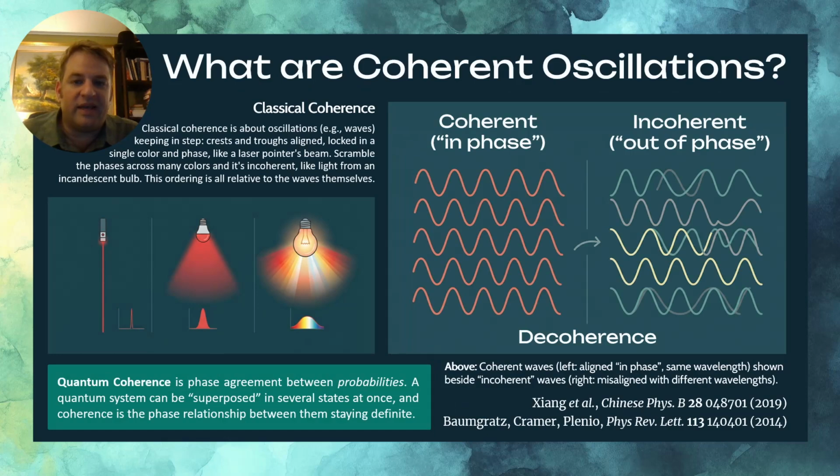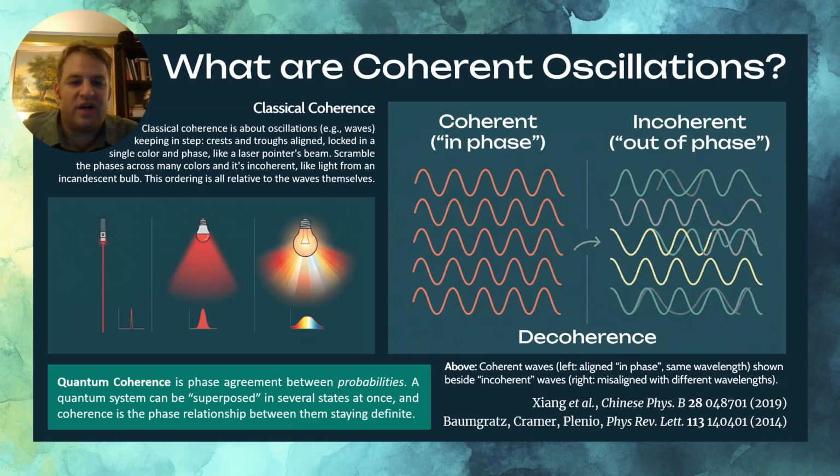Now, in quantum mechanics, we often talk about coherence. So you might be wondering, can oscillations be coherent? Or if you've heard of them, what are coherent oscillations? Well, we see them in classical physics. Basically, the idea is that if a signal is coherent, all the oscillations in it, all the various waves like sine waves, line up. So classical coherence is about oscillations, that is to say waves, keeping in step.